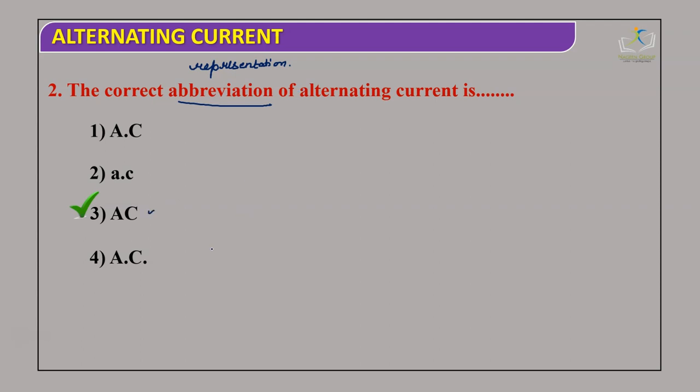So this is all for today's class. I hope you understand what alternating current is and what the properties of alternating current are. The equation of alternating current, I hope you understand.